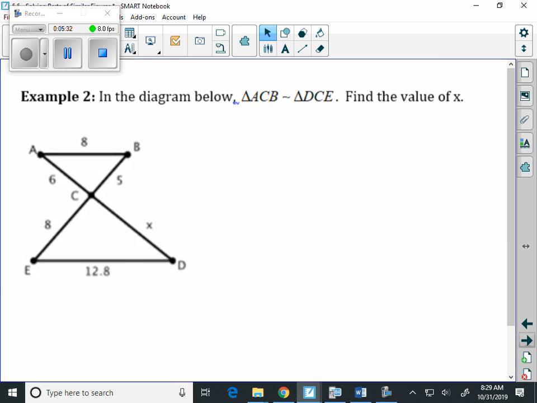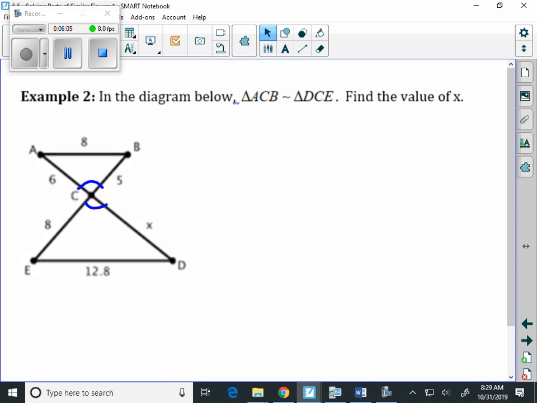Number 2. As in the diagram below, ABC is similar to DCE. We want to watch out for the side lengths. And again, I look at those side lengths. Sometimes I use tick marks because in particular here, one of the things that I do know is that this angle and this angle right there are vertical angles.